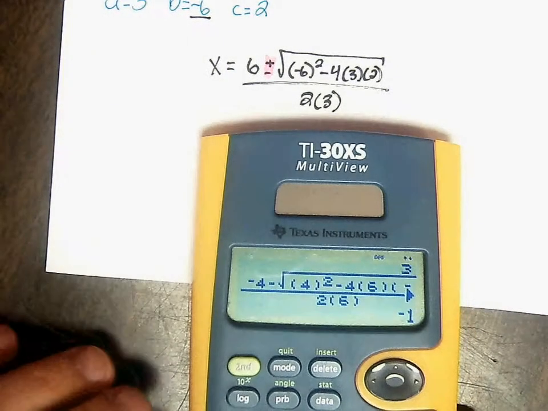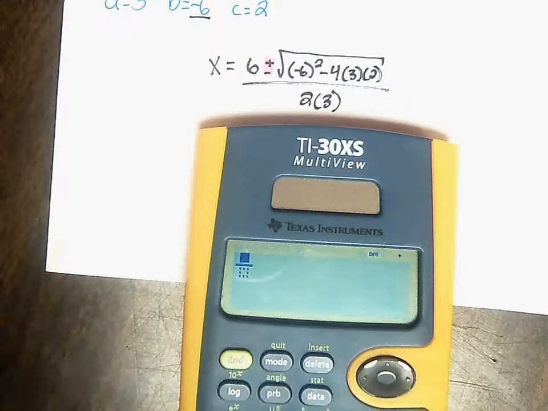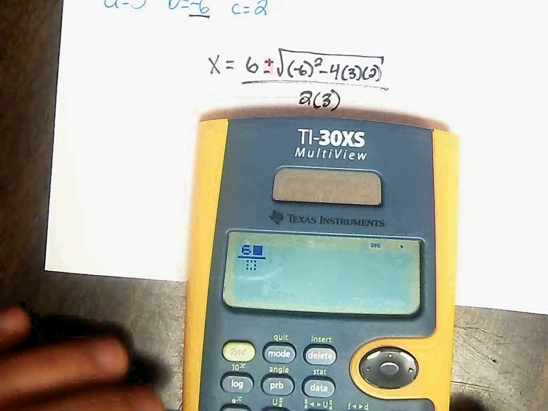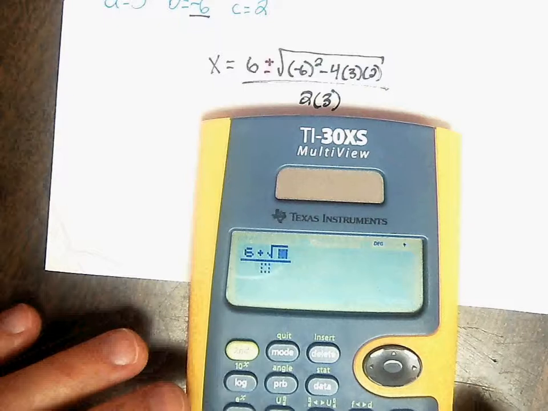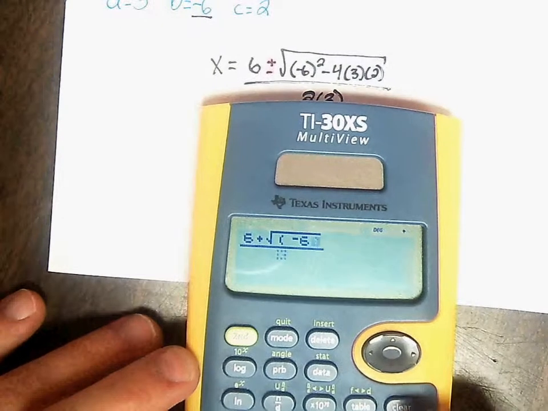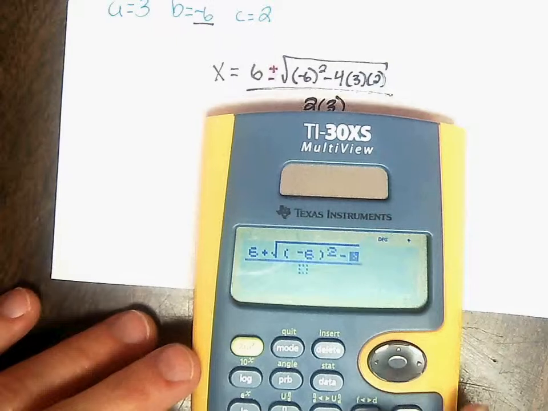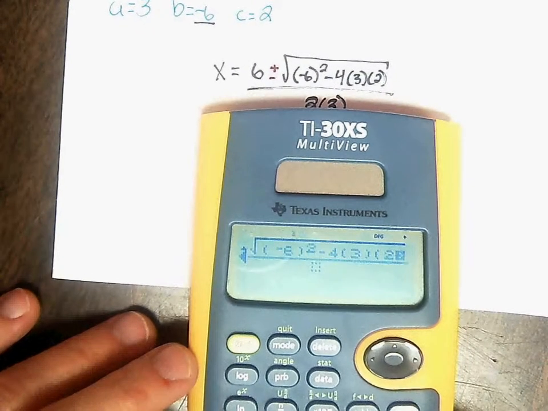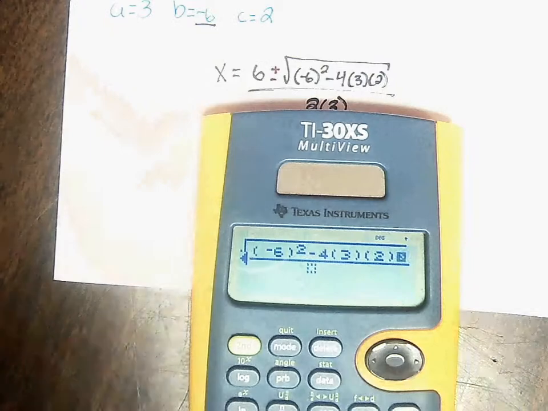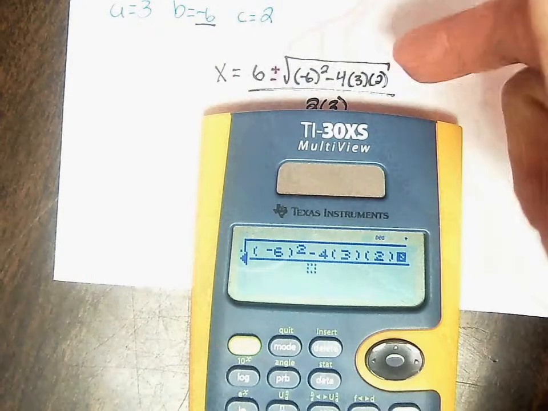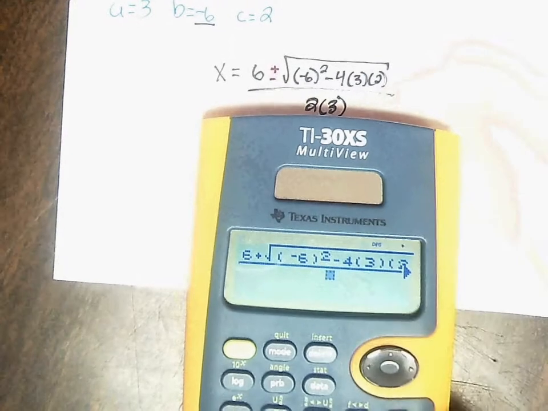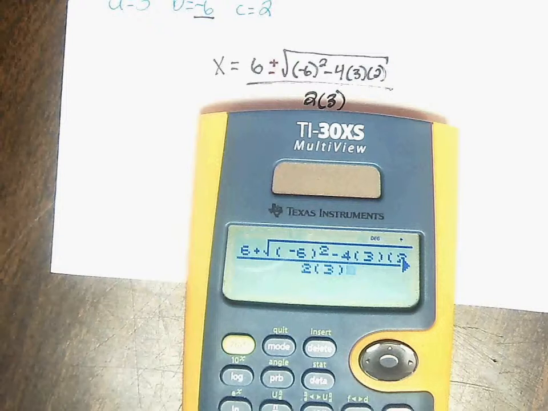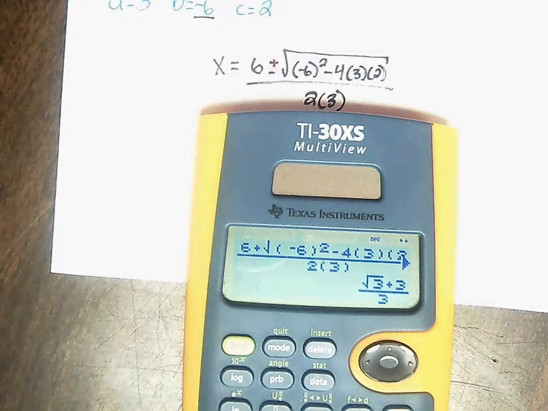So, turn my calculator on. I'm going to hit the fraction button first. Always the fraction button first. I'm going to do 6. I'm going to do the plus problem first. So 6 plus the square root, parentheses, negative 6, close that, square it, minus 4, a 3, and a 2. So take your time, make sure that what you typed in your calculator looks like what's on the paper. Then I'm going to go down to the bottom of the fraction and I'm going to put 2 times 3. Okay, so make sure they match. Hit enter.